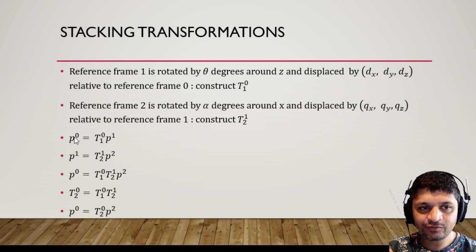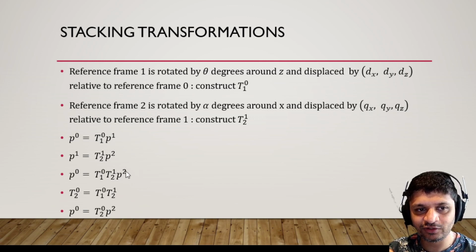But interestingly, if you substitute this equation for P1 into the top one, you'd get that P naught is the transformation from 1 to naught multiplied by the transformation from 2 to 1 multiplied by the position in reference frame 2. So you're taking this position in reference frame 2, transforming it into reference frame 1, and then transforming it into reference frame naught in one step.